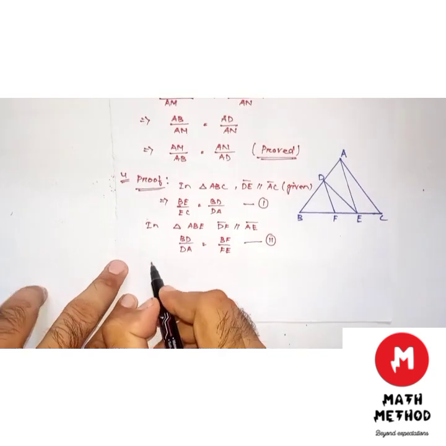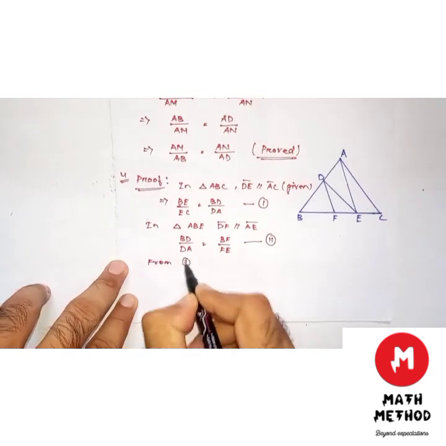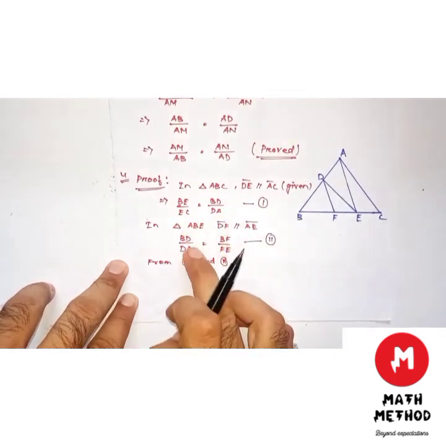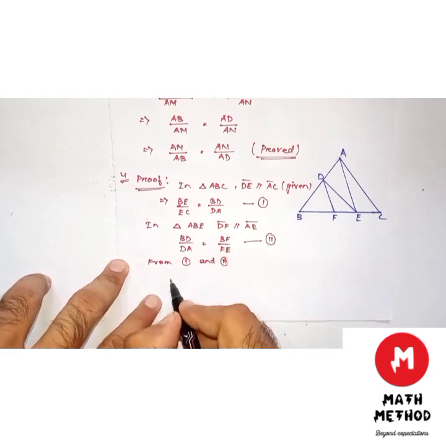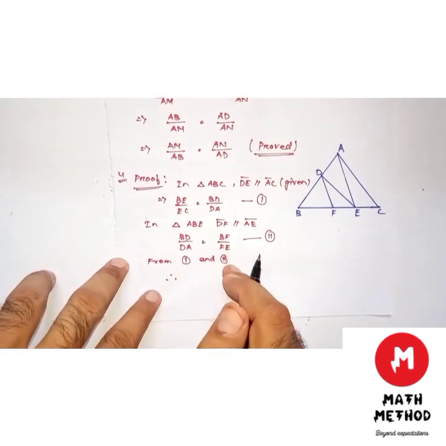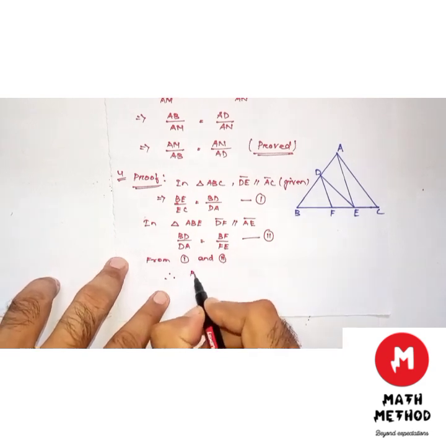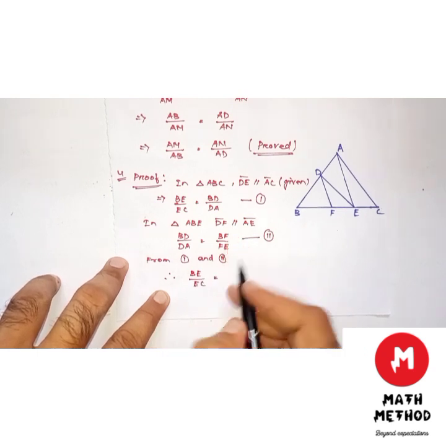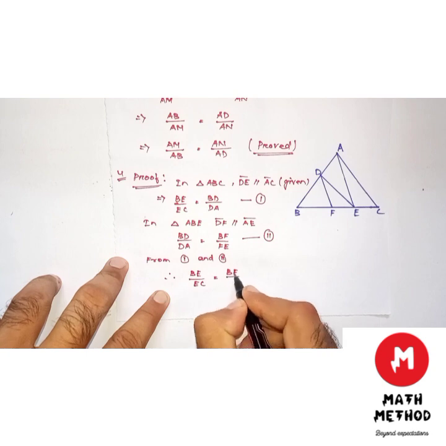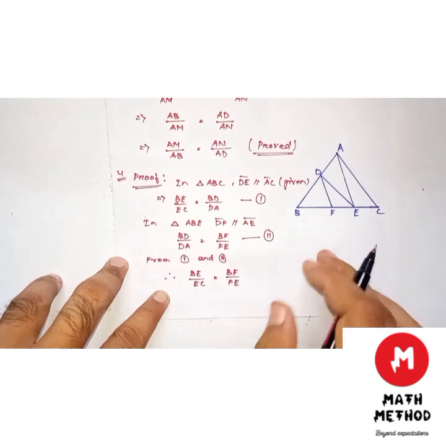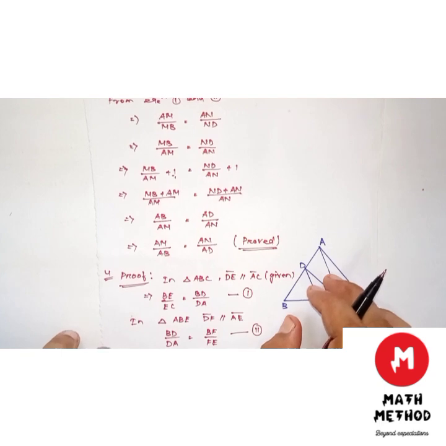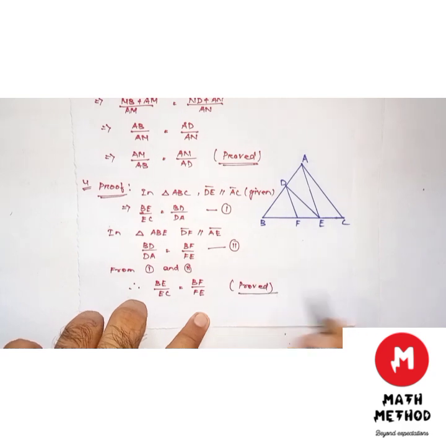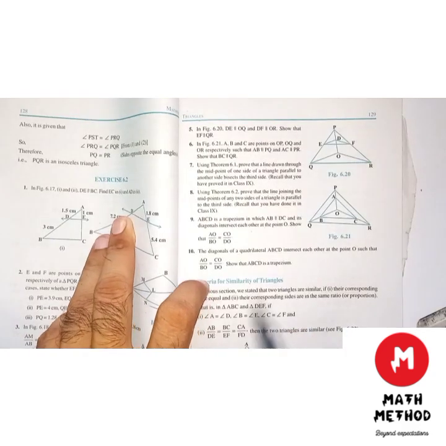Now from 1 and 2, BD by DA is equal to BE by EC and BD by DA is equal to BF by FE. So from 1 and 2 we will write BE upon EC is equal to BF upon FE. This is the question asked: BF by FE is equal to BE by EC. Now this is our proved. Clear?